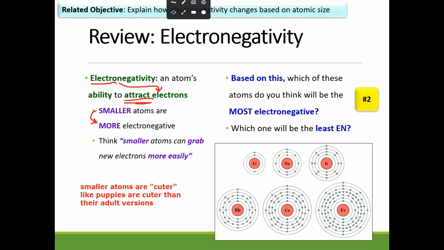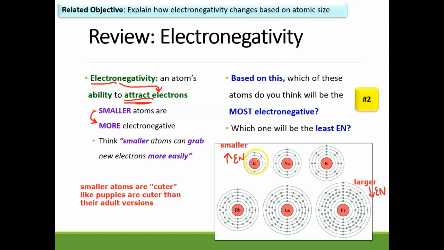So based on this, which of these atoms do you think will be the most electronegative, and which do you think will be the least electronegative? Again, it's based on size. The smaller you are, the more electronegative you are, whereas the larger you are, the less electronegative you are. So smaller results in more electronegativity, and larger results in less electronegativity. And again, this has to do with how easy it is for you to reach a new electron.